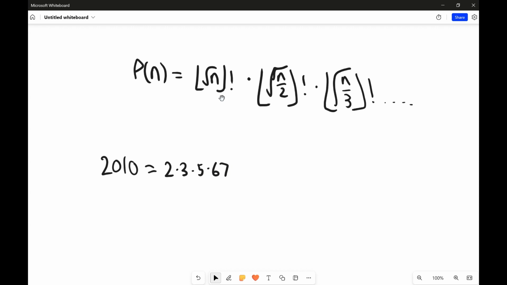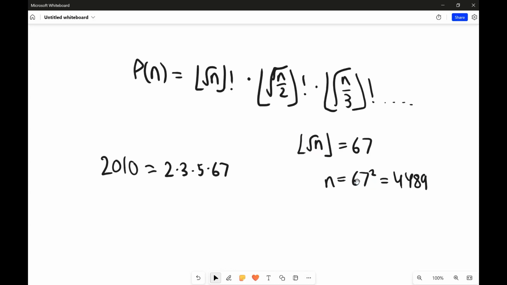In order to get a factor of 67 in any of these factorials, each one of these numbers has to be at least 67. Because the later terms are smaller than the first, the optimal way to do this is if floor of square root n is equal to 67. The smallest n that satisfies this is n equal to 67 squared, which is 4489. So n must be greater than or equal to 4489. Otherwise, we wouldn't have that factor of 67.